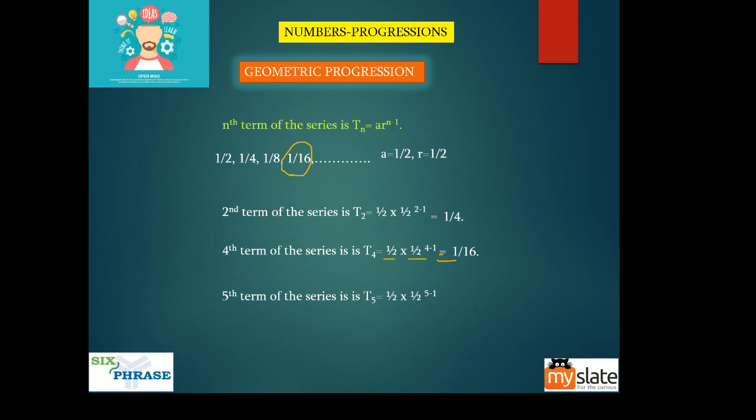Fifth term, what should be the fifth term? Okay, let's see if we are getting the fifth term correctly. T5, half into half to the power 5 minus 1. Half to the power 4, guys, is 1 by 16. So our answer is 1 by 32.